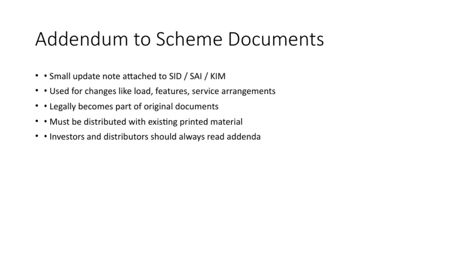investors. Now, let's talk about the small update note attached to SID, SCI, or KIM. These notes are used to communicate changes such as load adjustments, new features, or modifications to service arrangements. They serve as an important way to keep everyone informed about updates without having to rewrite the entire document. It's crucial to remember that these addenda legally become part of the original documents, so they carry the same weight and importance. Because of that, it's essential that these updates are always distributed alongside the existing printed material.